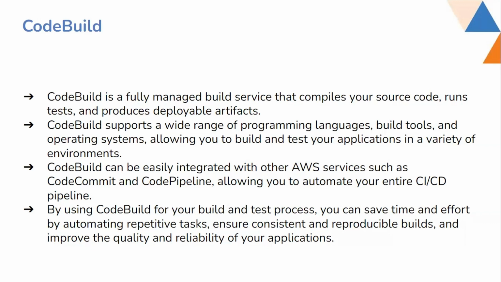CodeBuild can be easily integrated with other AWS services such as CodeCommit and CodePipeline, allowing you to automate your entire CI/CD pipeline. So while building the application, the code can be fetched from CodeCommit, and it can be deployed to the servers with the help of CodePipeline. Next, by using CodeBuild for your build and test process, you can save time and effort by automating repetitive tasks, ensure consistent and reproducible builds, and improve the quality and reliability of your application.